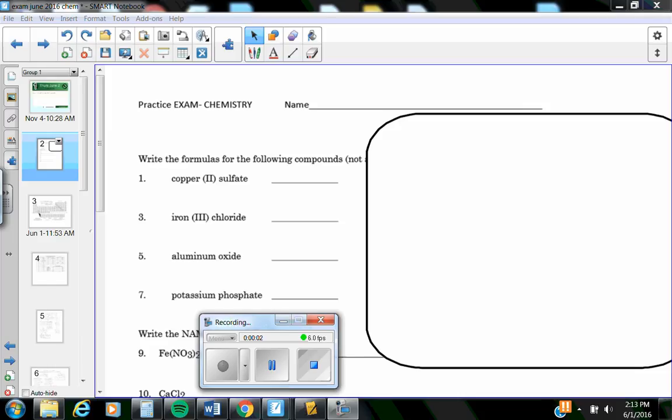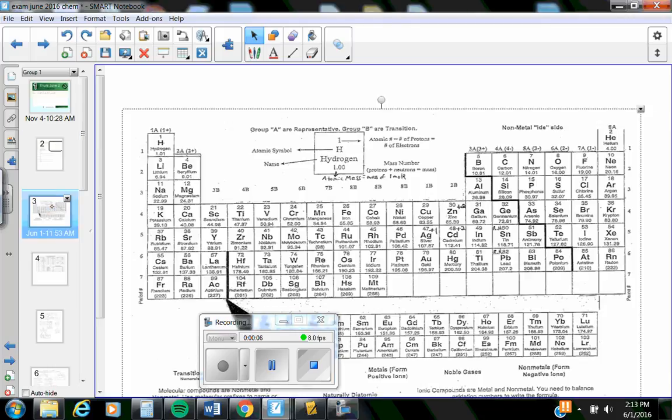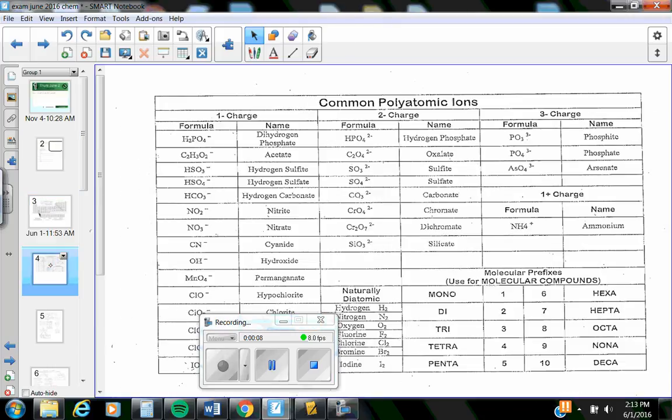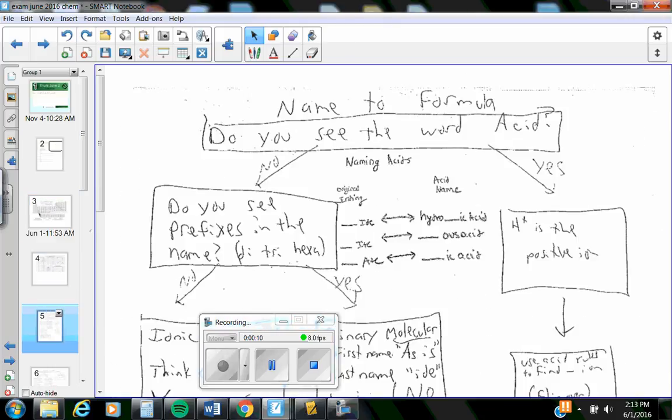Page 1, going to show you which materials to use for names and formulas. I'm going to be using my periodic table, both sides, and also the piece of paper that says name to formula. It's got a lot of questions, and it says, do you see the word acid? In this case, you aren't going to have any on this front page, so we're going to keep the acids away from it. So the biggest thing will be deciding whether it is ionic or molecular and naming it accordingly.